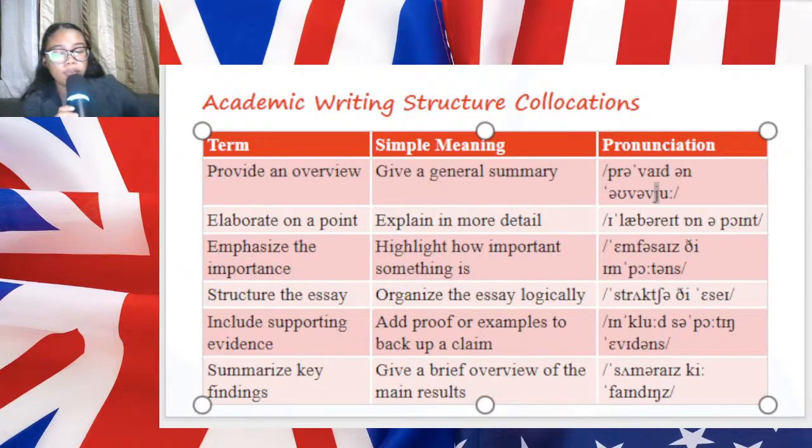So it often involves clear topic sentences, of course. There's also transitions between ideas and a balanced distribution of content. So that is structuring the essay. Pronunciation wise, we start with structure, which has two syllables. We stress on the first syllable here, struc.